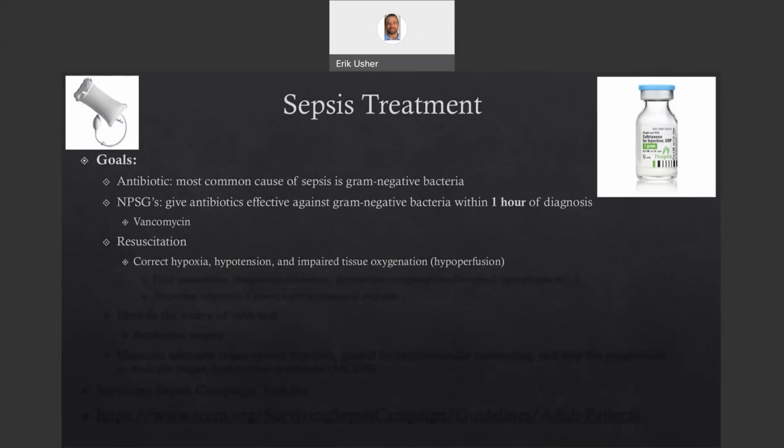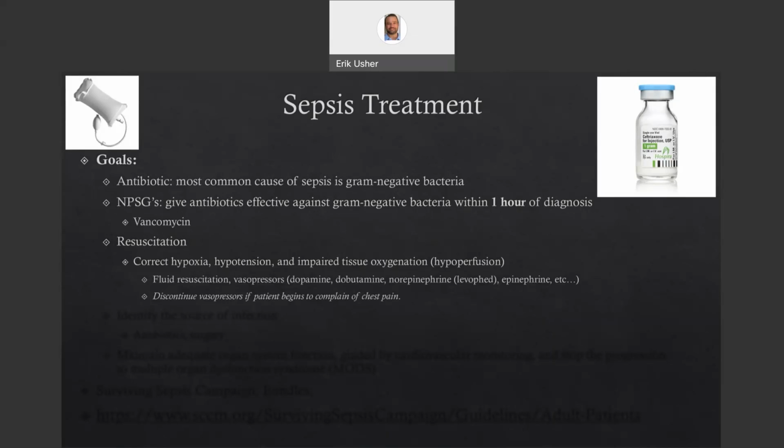Then the resuscitation phase. So we correct hypoxia, hypotension, and impaired tissue oxygenation. All that hypoperfusion we need to fix. Fluid resuscitation, we give them vasopressors like dopamine, norepinephrine, and epinephrine. Dobutamine increases the strength of that cardiac contraction. We discontinue the vasopressor if the patient begins to complain of chest pain. And we spoke about that last week. Again, it increases MVO2. It's increasing myocardial oxygen demand. So if you're giving a medication and they're having a side effect of it, that can be more detrimental than the medication's benefit.